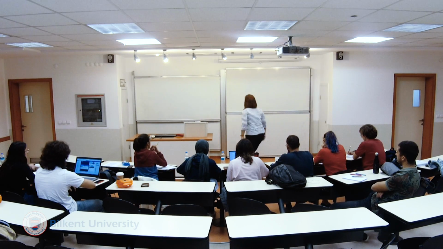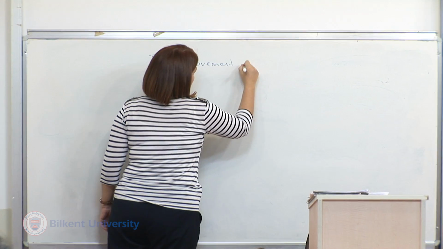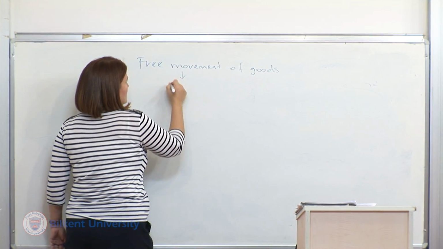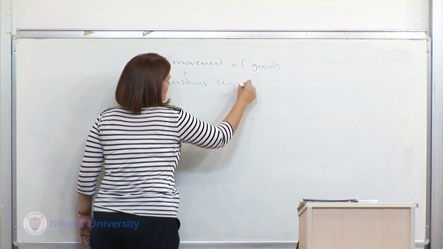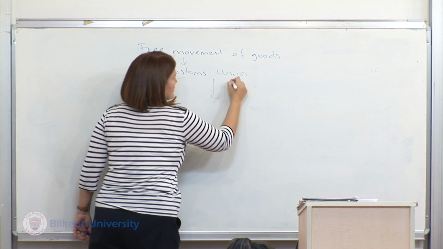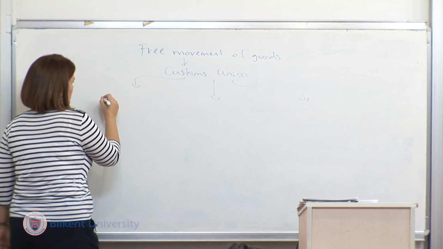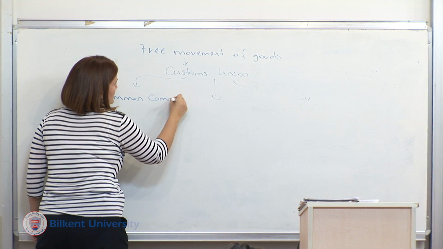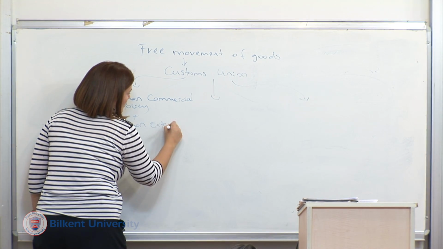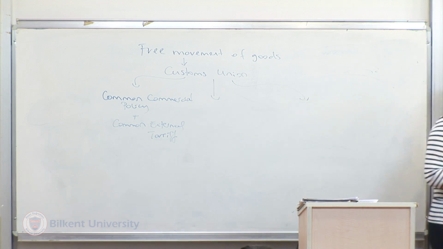We said that the free movement of goods in the European Union is based on a customs union. As we've stated before, customs union has three components. First is the common commercial policy and a common external tariff, which will apply in trade with third countries.